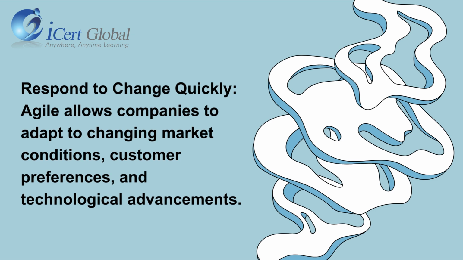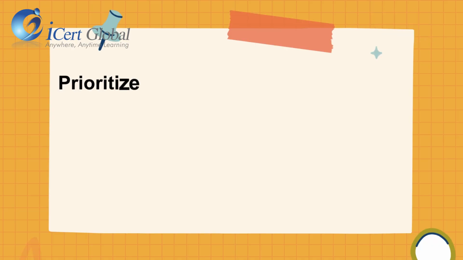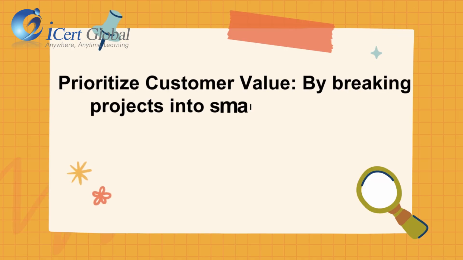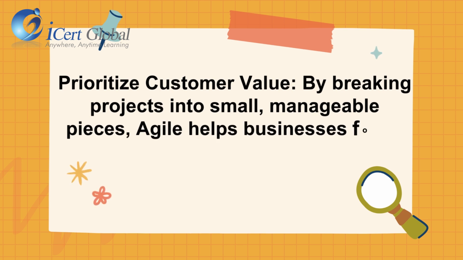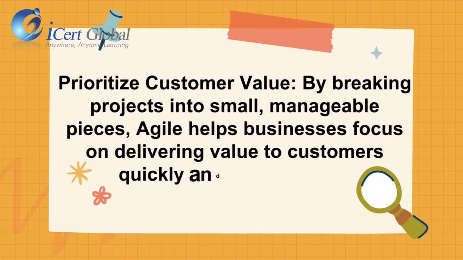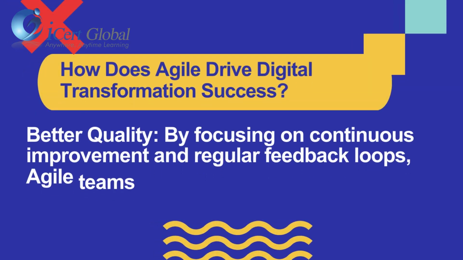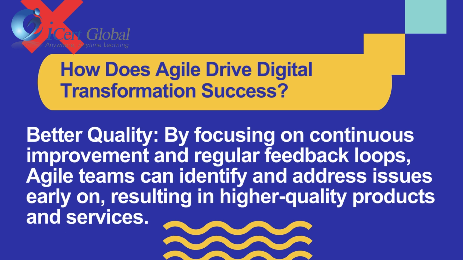Change quickly. Agile allows companies to adapt to changing market conditions, customer preferences, and technological advancements. Prioritize customer value. By breaking projects into small, manageable pieces, Agile helps businesses focus on delivering value to customers quickly and consistently. Better quality. By focusing on continuous improvement and regular feedback loops, Agile teams can identify and address issues early on, resulting in higher quality products and services.